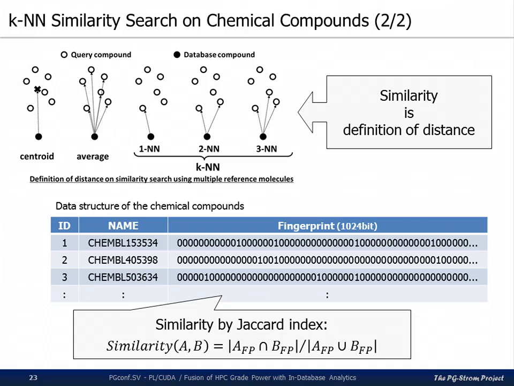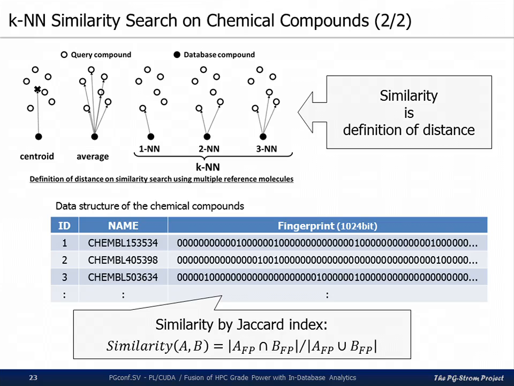Here is the approach to define a similarity between a set of chemical compounds and one other chemical compound. The approach we adopt is a k-nearest neighbor method.